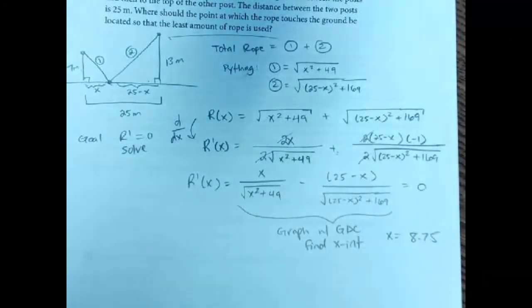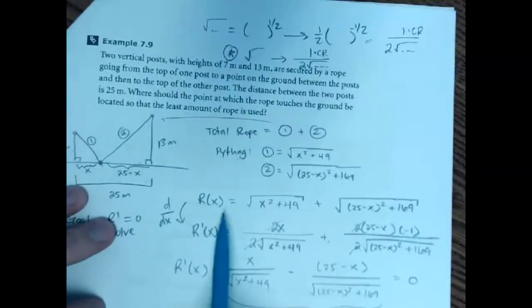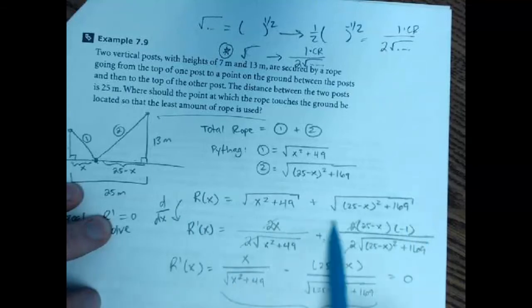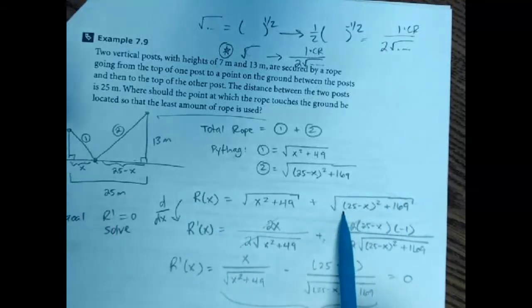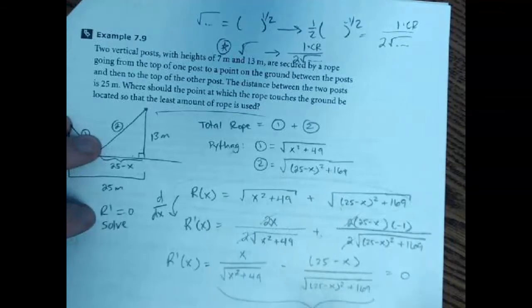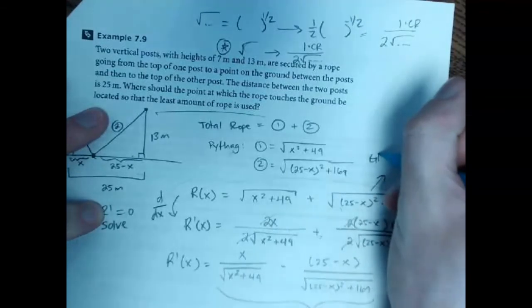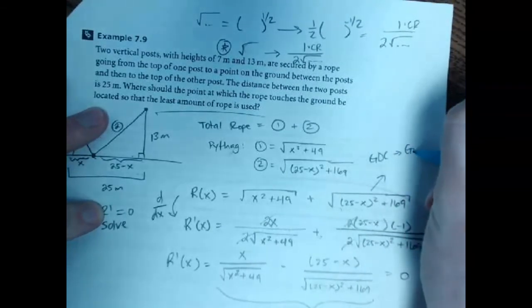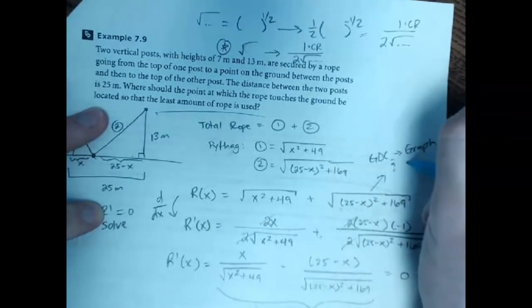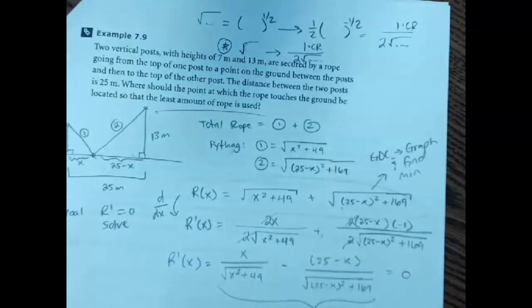Okay, a lot of algebra. Remember, if you have a calculator, just graph it and find the x-intercept. If you have a calculator, you could have just graphed the original function and found the minimum, right? So with the GDC, you could have graphed it and found the minimum point. That would be fine, but then you're not showing any calculus knowledge.